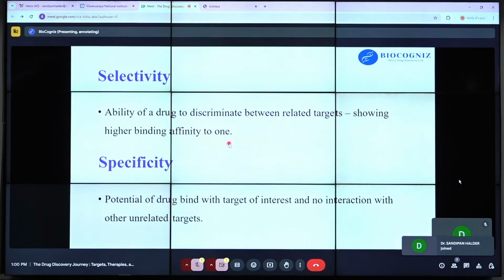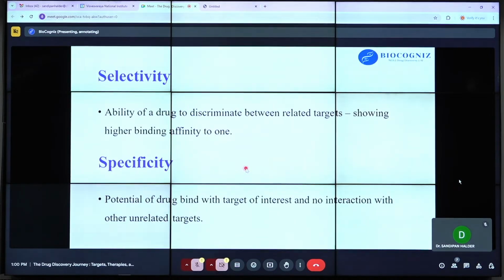Okay, so we should know what selectivity and specificity are. Selectivity is the ability of a drug to discriminate between related targets, right? It shows higher binding to one compared to another. Whereas specificity is that it should bind with only one and not with the others, right? That is the specificity case.